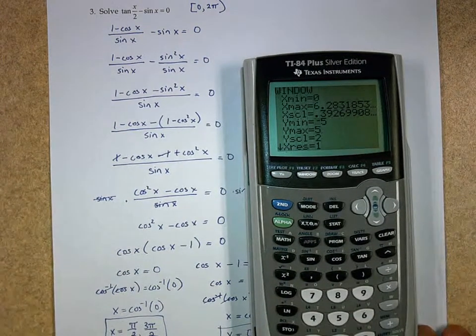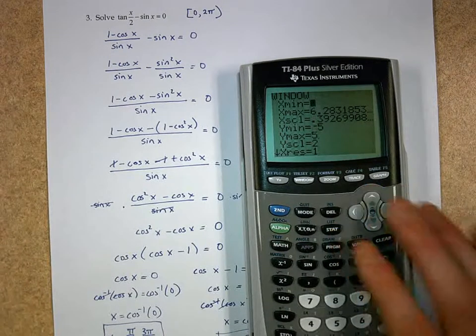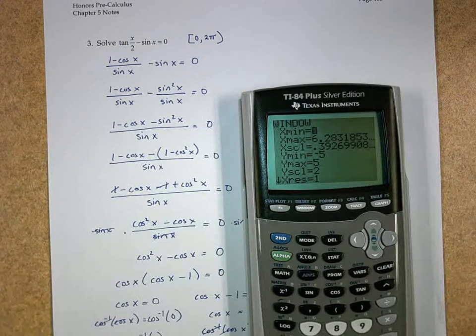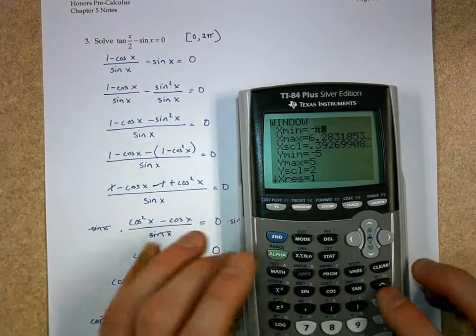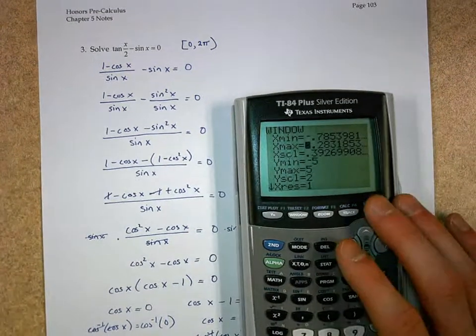So then my y min and max, -5 to 5, y scale of 2, I think I'm good with that. And with my x min, even though I'm going from 0 to 2 pi, I might want to go a little less just so I can see the whole picture for what I'm looking at. So I'm just going to go -pi divided by 4, just so I've got a little bit more on the left-hand side.